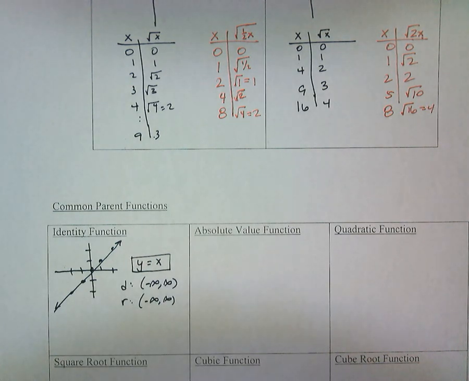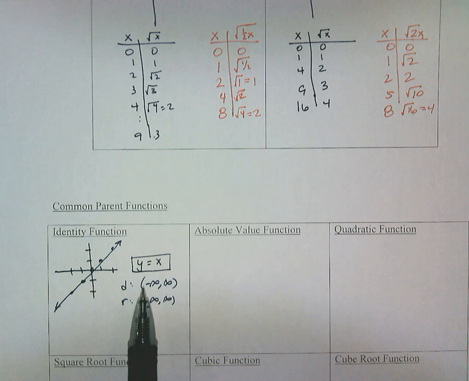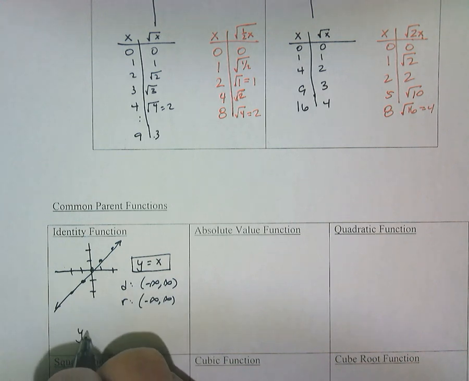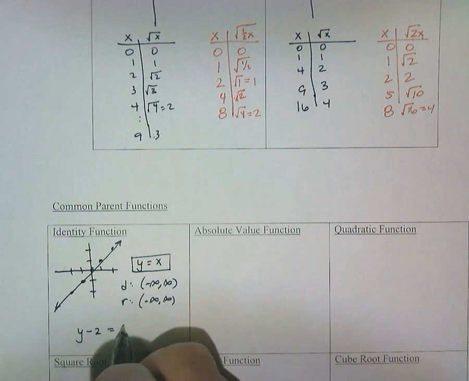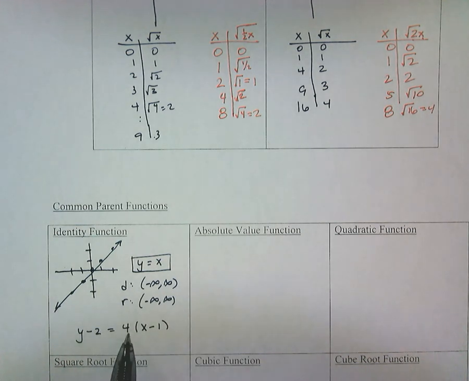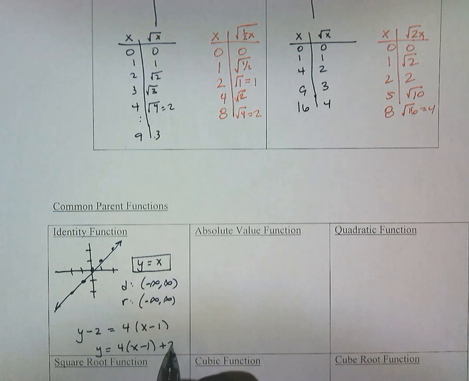If I were to do transformations with this, this is why I feel point slope form is a lot more useful. If I look at it this way, so I had y minus 2 equals 4 times x minus 1, I know that this function is being vertically stretched by 4. It is moved right 1. And if I move this 2 over, this is saying it's gone up 2.